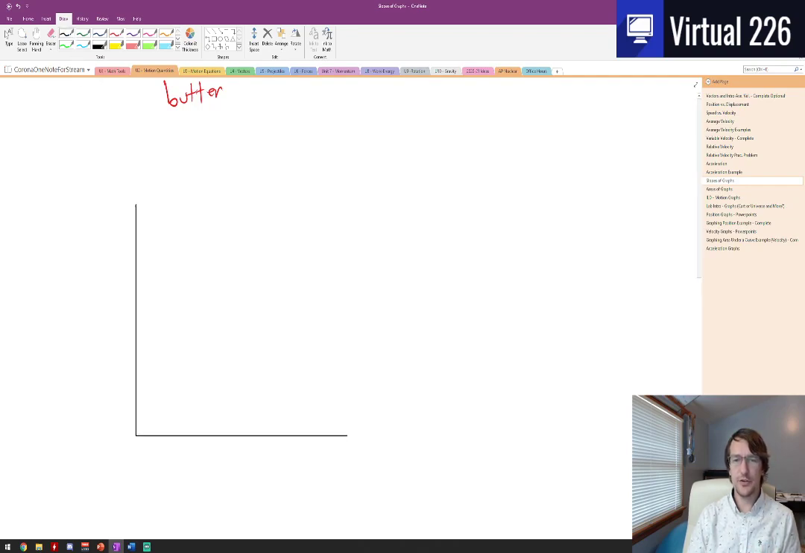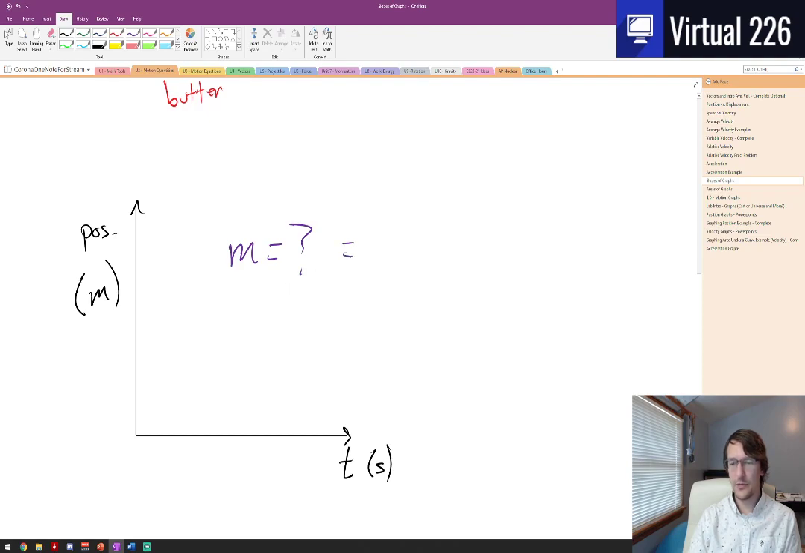Well, let's think of a position graph here. Okay? Let's just say that this on the y-axis here is a position, which is given to us in meters. And on our x-axis is some amount of time, which is given to us in seconds. Well, what would the units of the slope be on this graph? Well, they would be meters per second, which, that right there, is a speed or a velocity.